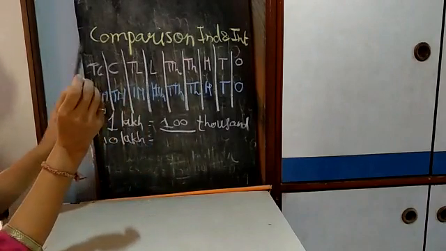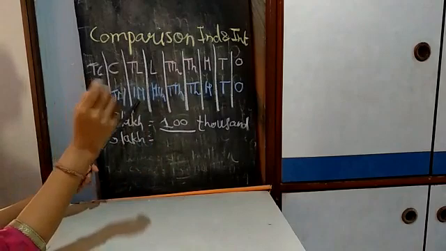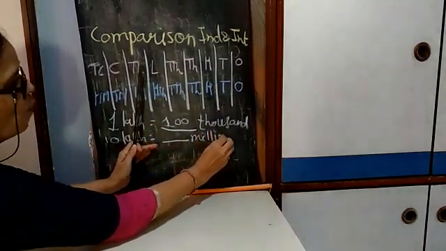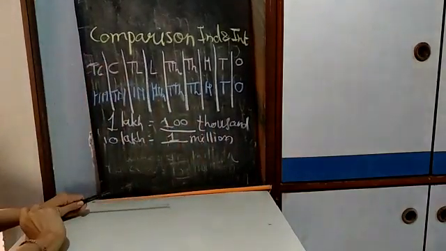But if it is from the Indian to the international system, then 10 lakhs is equal to how many million? So it is 1 million, children. How many million? 1 million.